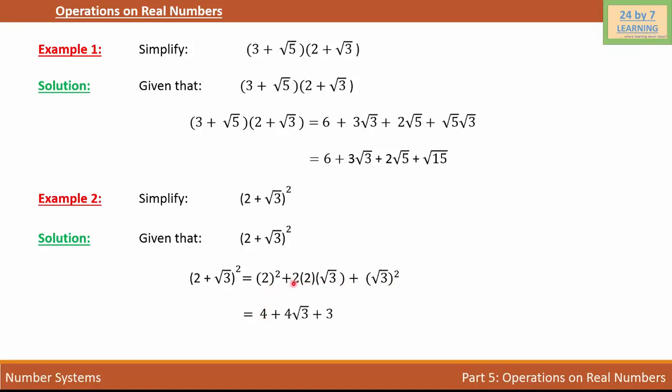2 times 2 is 4, so 4 root 3, which is over here, and the square of square root 3 is 3, which is over here. So 4 plus 3 is 7, which is over here, plus 4 root 3, which is over here. So our expression after simplification is 7 plus 4 root 3.